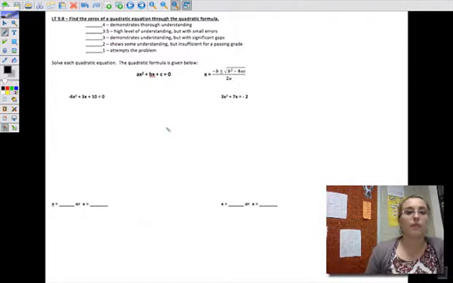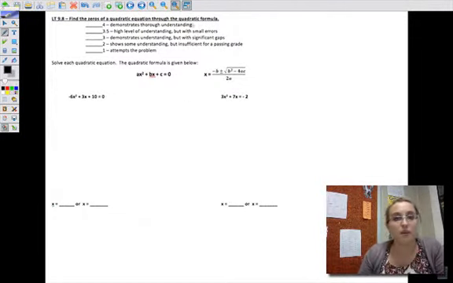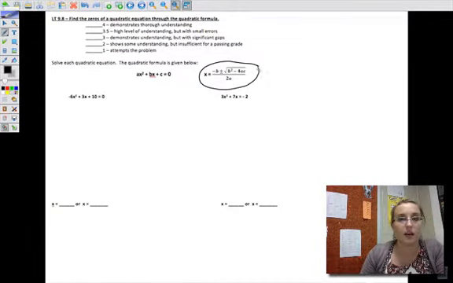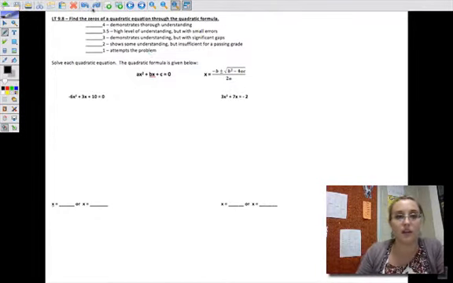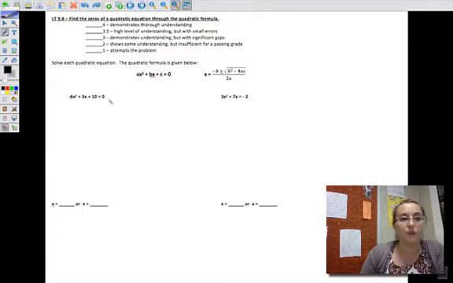Okay, this video is about using the quadratic formula. I give you the quadratic formula right here. All you got to do is determine A, B, and C. To get that, I need to use the standard form, ax squared plus bx plus c equals 0. So when I look at this first one, it's in standard form. So that means my a is -6, my b is 3, and my c is 10.